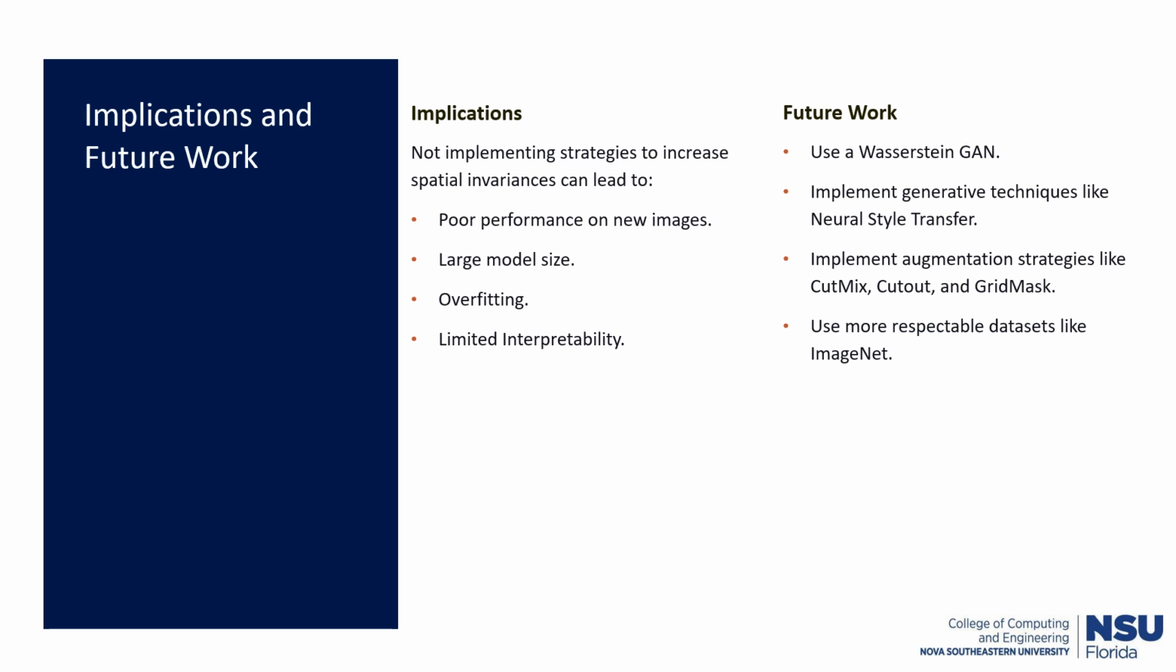As part of the future work, we would like to use a different sort of GAN to synthesize the images, such as a Wasserstein GAN, or implement generative techniques like neural style transfer. Plus, there are many other augmentation strategies that can be tried, such as CutMix, Cutout, GridMask, and not just RandAugment. And finally, we can use more respectable data sets like ImageNet.